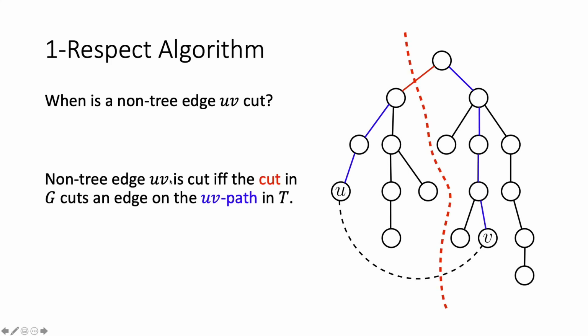Well, a non-tree edge UV is going to be cut if and only if the cut in G cuts an edge on the UV path in T. You can kind of see this over here. I've got this UV path, and the vertex separation resulting from cutting this edge of T is such that all these nodes are on one side of the cut, all these vertices are on the other. Clearly, if I have one cut edge on the UV path, then U and V are going to be on opposite sides of the cut, which implies this non-tree edge UV is going to be cut.